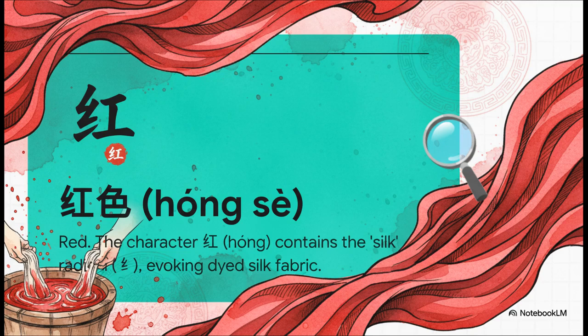Let's start with 红色, 红色, which of course means red. The key character to focus on here is 红, 红. Now, if you look closely at the left side, you'll see this component. This is what we call the silk radical, and its presence here is a huge clue to the character's origin. It's meant to evoke this image of dyeing silk fabric, a beautiful, vibrant red. So from now on, when you see this character, I want you to picture that, luxurious, red-dyed silk.